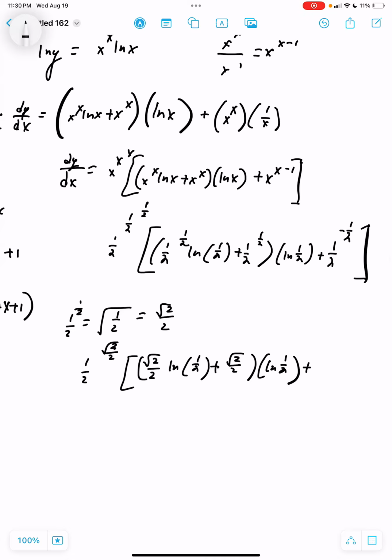now 1/2 raised to the negative 1/2 is going to be 1 over 1/2 raised to the 1/2. So that's going to actually be 2 over root 2. And when I rationalize that, that's going to give me root 2.